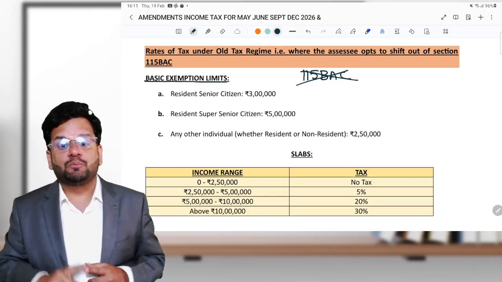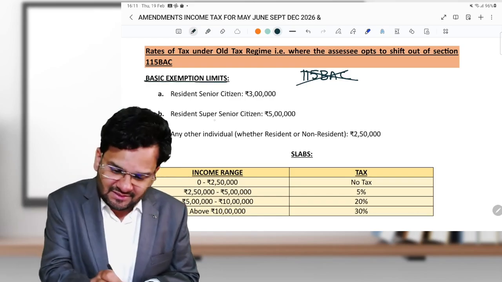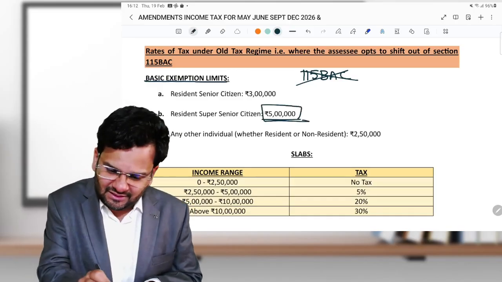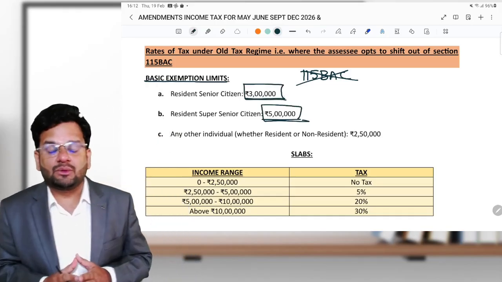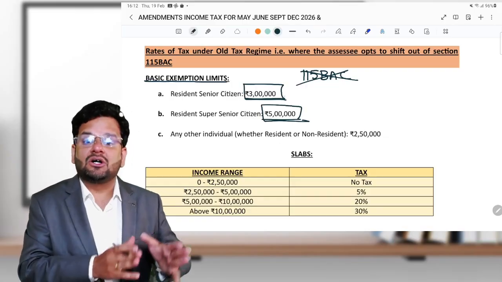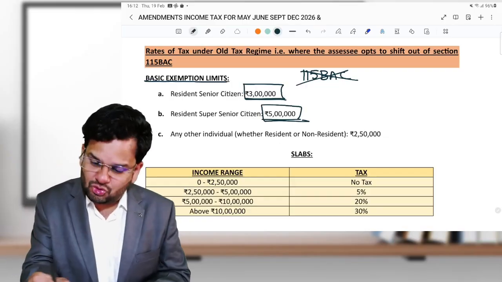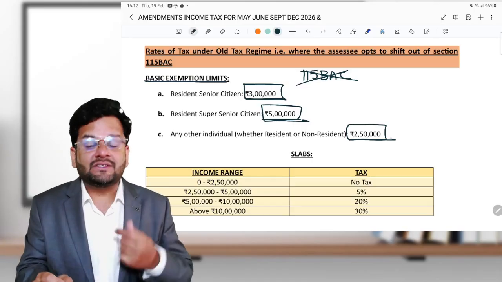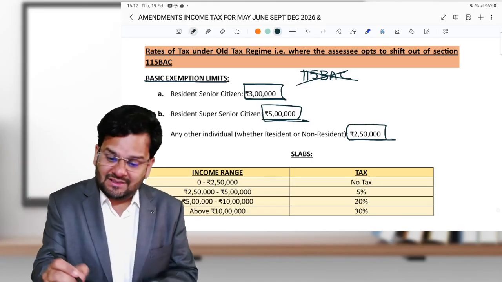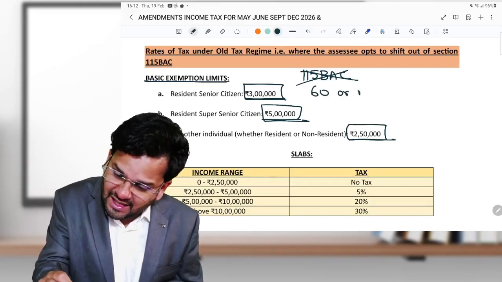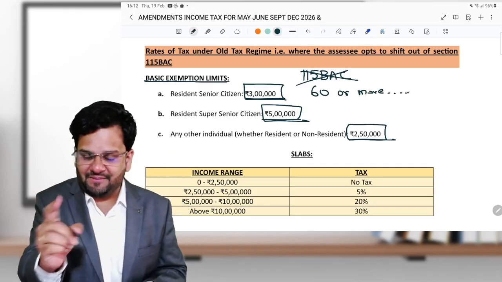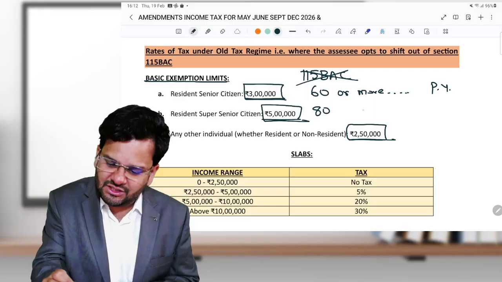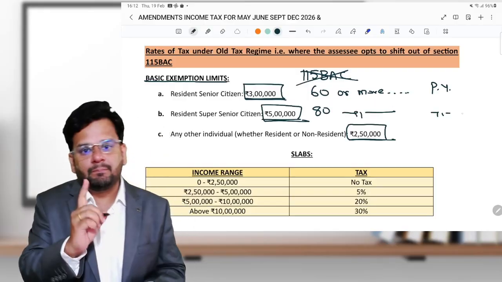So what are they? The basic exemption limits I am telling you. If you are a resident super senior citizen, then it is 5 lakh rupees. If you are a resident senior citizen, then it is 3 lakh. And for any other individual, let him be resident or non-resident, it is rupees 2 lakh 50,000. Making sense? Now friends, a senior citizen is one whose age is 60 or more in the PY, and a resident super senior citizen is one whose age is 80 or more in the PY.